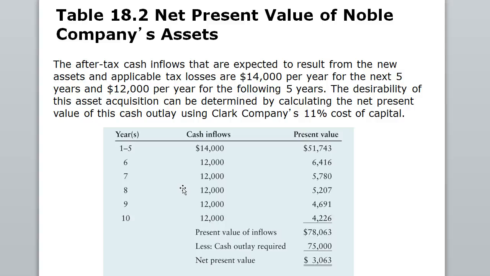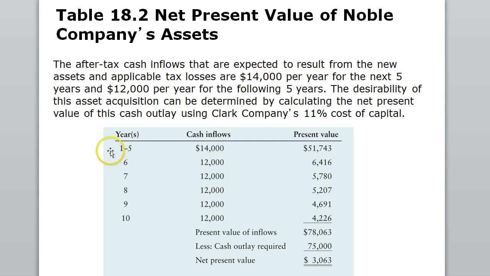So let's look at the net present value of Noble Company's assets. Net present value is an important consideration in mergers and acquisitions when we're looking at cash flows. The after-tax cash inflows that are expected to result from the new assets and the applicable tax losses are $14,000 per year for the next 5 years and $12,000 per year for the following 5 years after that. So the desirability of the asset acquisition can be determined by calculating the net present value of this cash outlay using Clark Company's weighted average cost of capital of 11%.